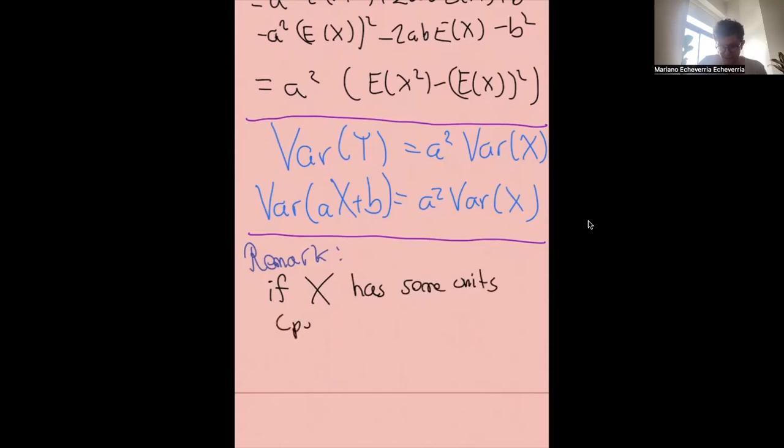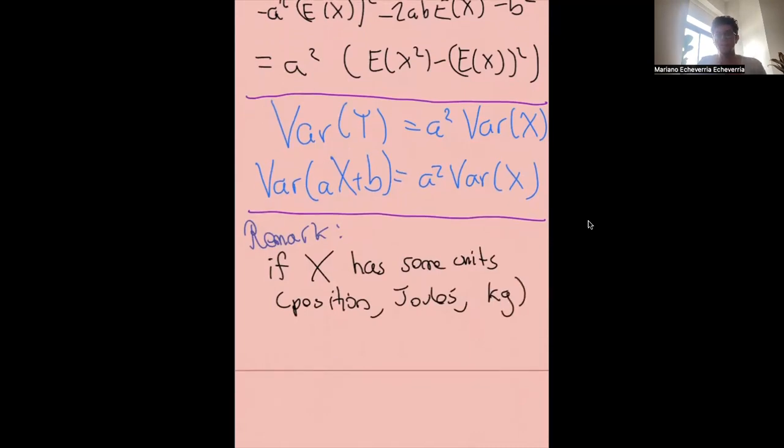The units could be position, or joules, whatever, units of energy or units of mass. Then the expected value had better have the same units. E of X has the same units as X. Which is reasonable, because it's the average of the values that X takes.